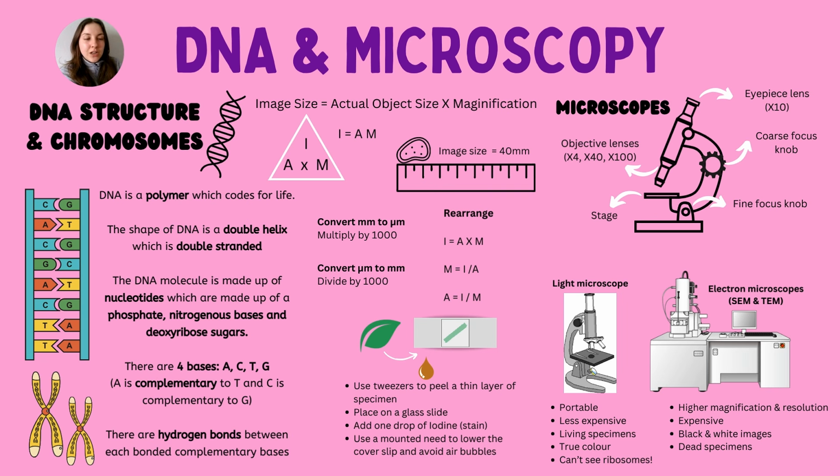So DNA structure. So DNA is a polymer. It's made up of monomers or repeating subunits, and it has the shape of a double helix, and it is double-stranded. The DNA molecule is made up of nucleotides, which are made up of phosphates, nitrogenous bases, and deoxyribose sugars. Deoxyribose is a pentose sugar, and the nitrogenous bases include A, C, T, and G. A is complementary to T, and C is complementary to G. They are held together by hydrogen bonds, and this essentially is what we call base pairing.